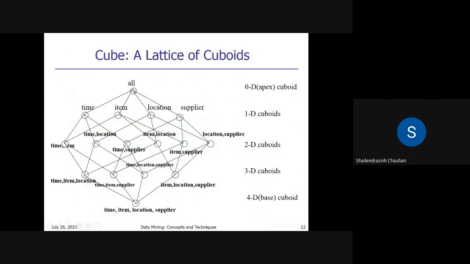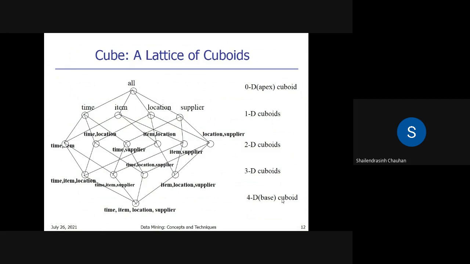So here, at this point, you're going to store all the data at a single place. Then you're going to separate it out with respect to different dimensions like time, item, location, supplier. That is your 1D cuboids. Then you're going to create a combination of 2, that is your 2D cuboid, a combination of 3, 3D cuboids, a combination of 4, 4D cuboids.